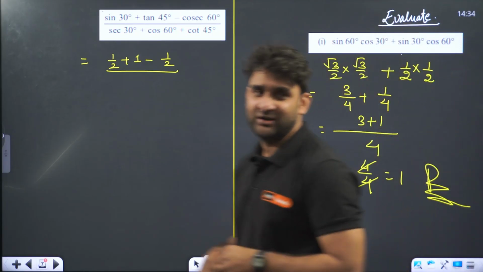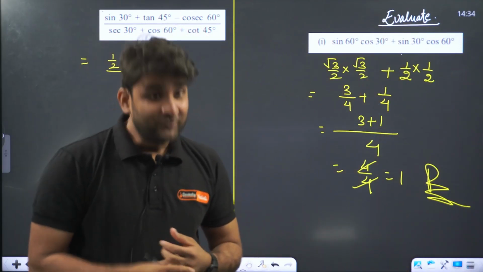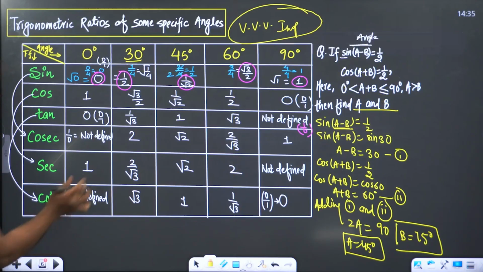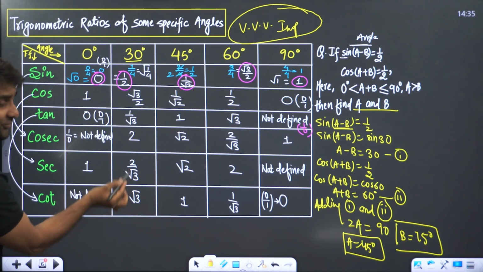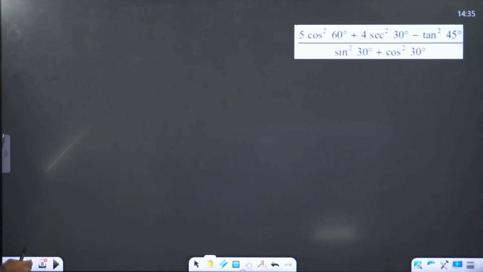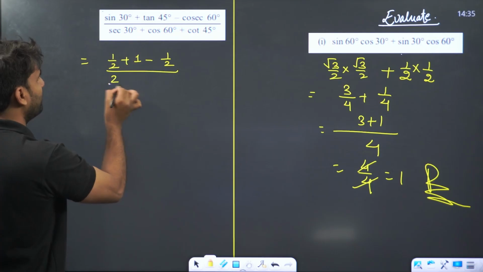Because sec and cos are reciprocal. So what is cos 30? Cos 30 is root 3 by 2. So what should be sec 30? Sec 30 will be 2 by root 3. If you don't believe, look. Sec 30 is 2 by root 3. What I have told you, same? So this is all about logic.